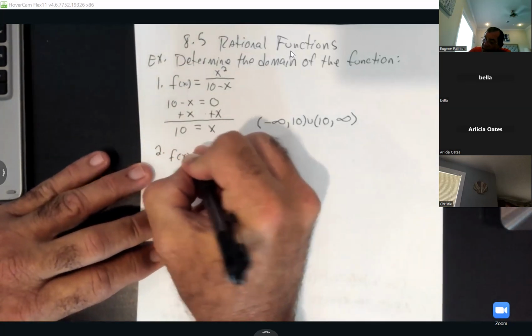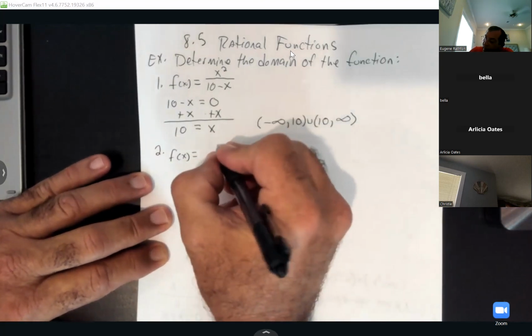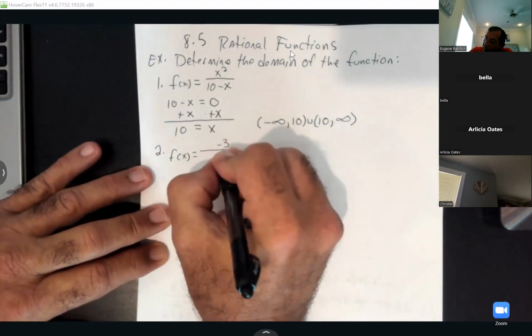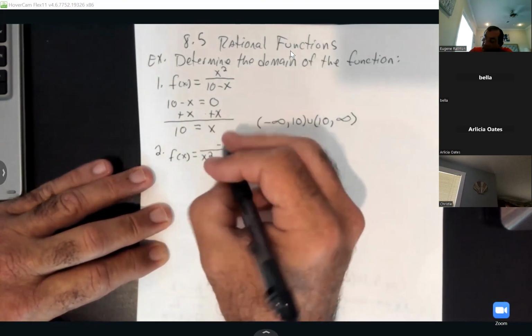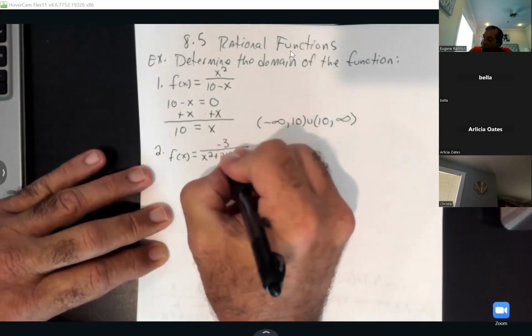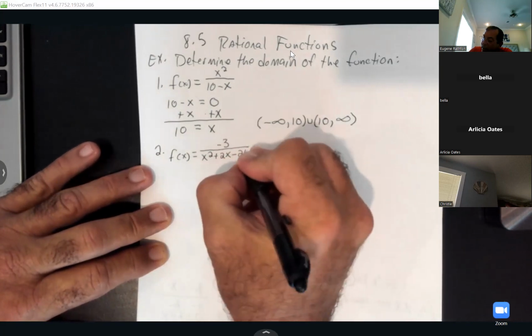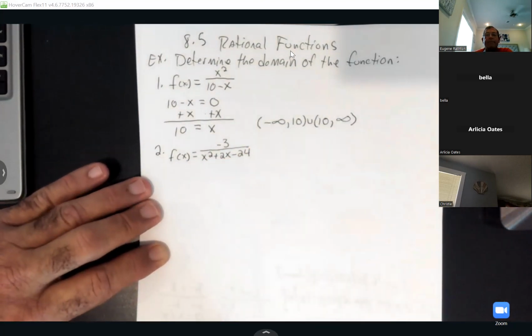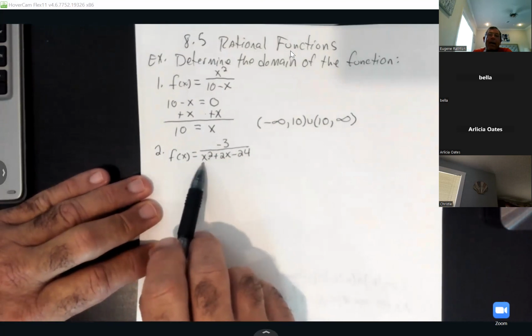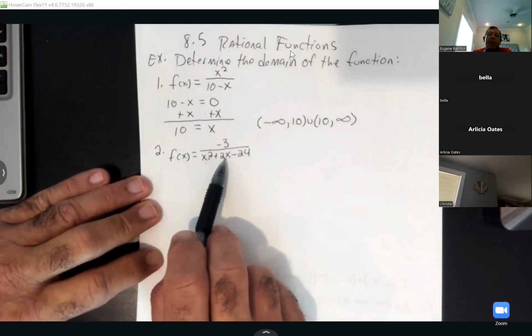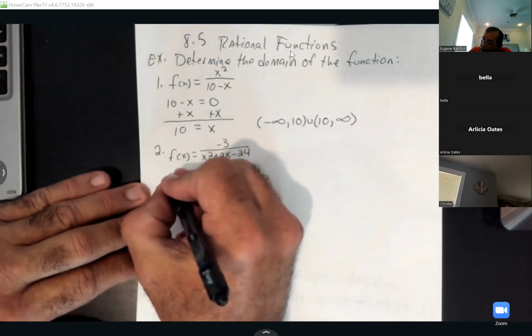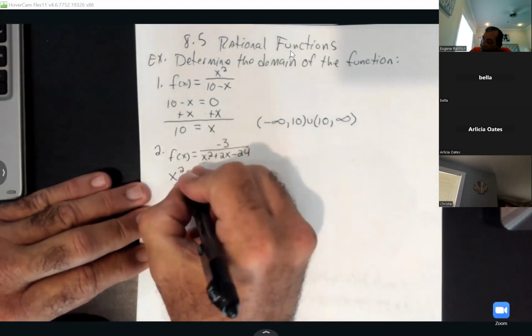f of x equals negative 3 on top over x squared plus 2x minus 24. I've got a quadratic equation down here, with an x squared term, an x term, and a number. So I'm going to set this equal to 0.